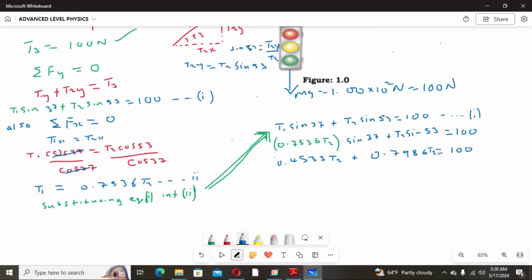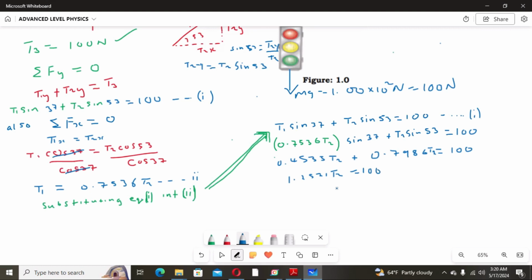Now we can add. Since we have the common variable T2, we can add. So when we add, we are having 1.2521 T2 is equal to 100.